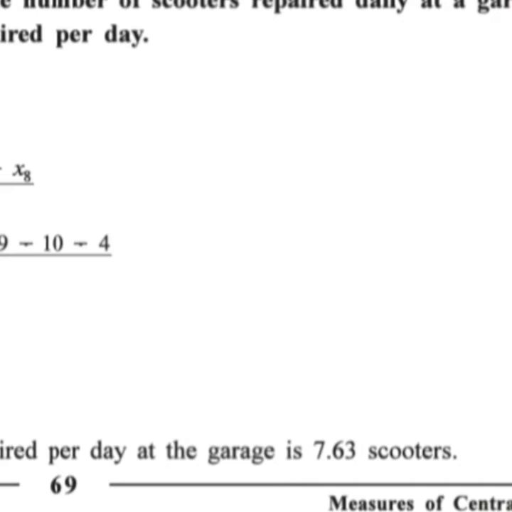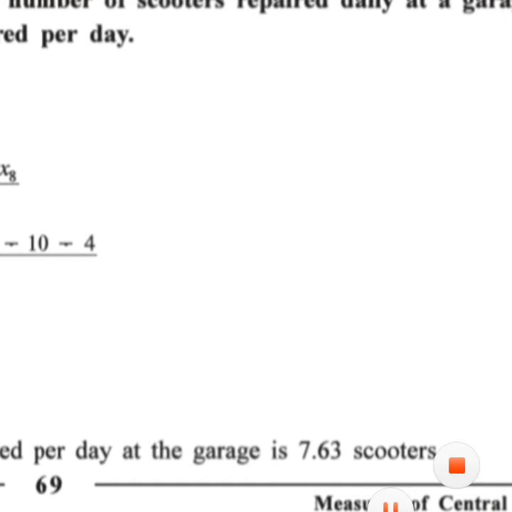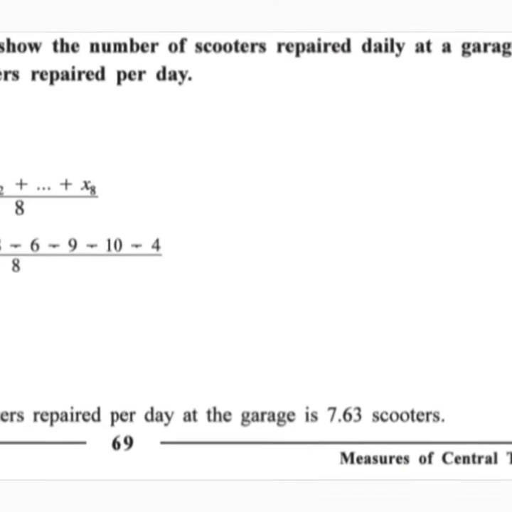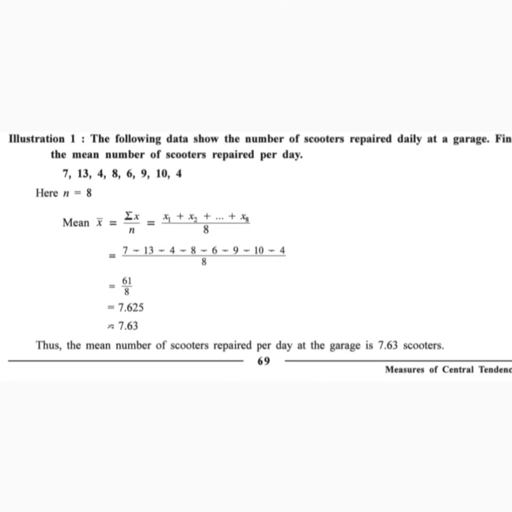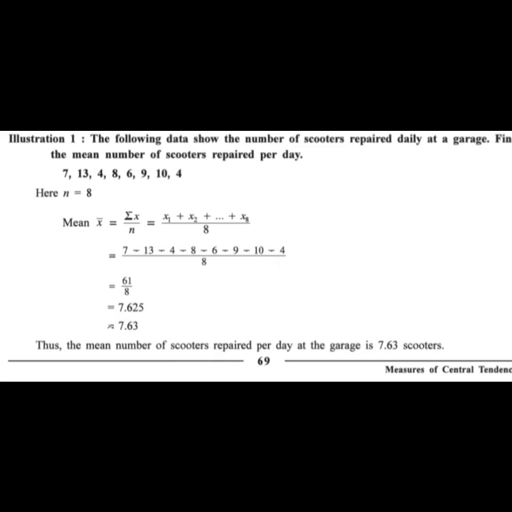And children, as you write the answer, it is compulsory that you write the unit of the mean. Over here, what is the unit of the mean? The unit of the mean is scooters. That is the unit for your answer. You need to write the unit. So you need to show that the average number of scooters repaired in the garage is 7.63 scooters. So that is your first example.